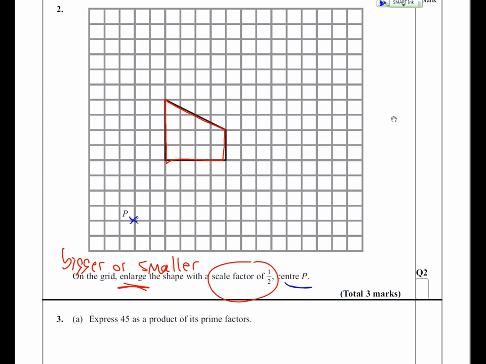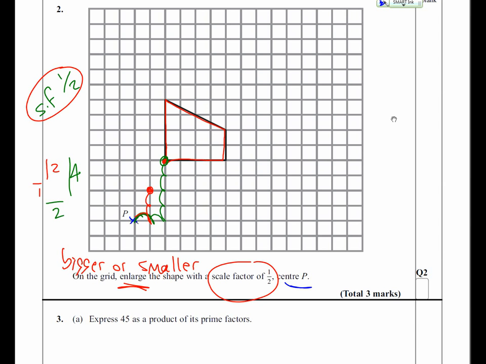Center P, so this is our center, and now what you need to do is count from each corner of the shape to P. So we'll start with this green corner, and it goes from P, 1, 2, 1, 2, 3, 4. So 2 across, 4 up. Our scale factor is 1/2, so you're going to half everything, hence it is going to get smaller. Instead of going 2 across, 4 up, half it, go 1 across, 2 up. So let's do that now. 1 across from P and 2 up, 1, 2. So our new point that was here has moved to here.